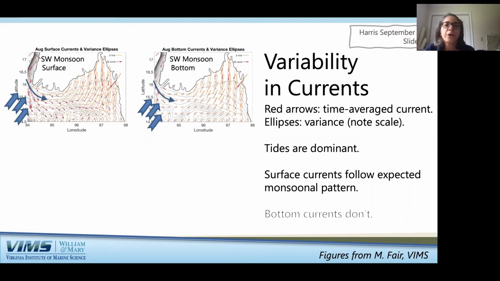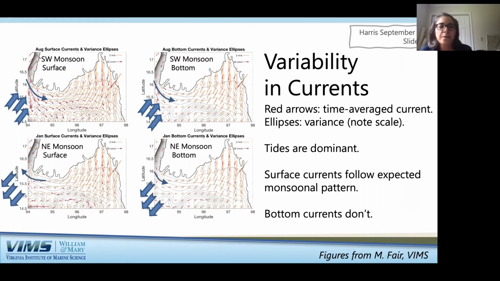And in the Gulf of Martaban, the variability is tidal. It's going in and out with the tides, with the ebb and the flood tides. The panel on the left is the surface currents, and the panel on the right is the bottom currents. So the surface currents are doing what we thought they would do during the seasonal event of importing material into the Gulf of Martaban, and the bottom currents are weaker, but they're also directed into the Gulf of Martaban.